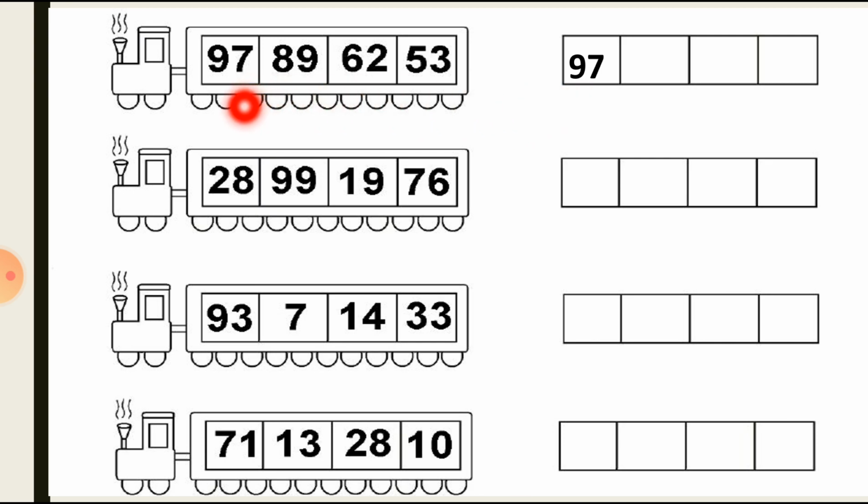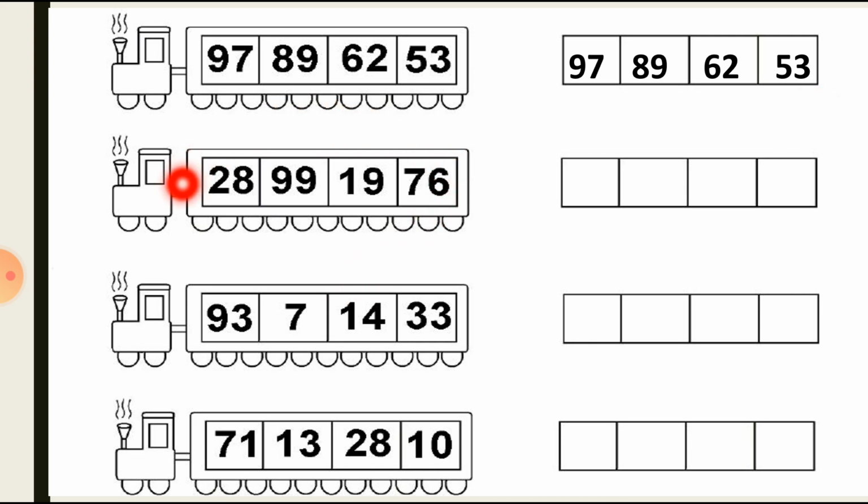After 97, the 89 is the biggest number, so this number will come. Then 62 will come, and then 53. You can see biggest to smallest number, it means descending order. I repeat, biggest to smallest number, it means descending order.